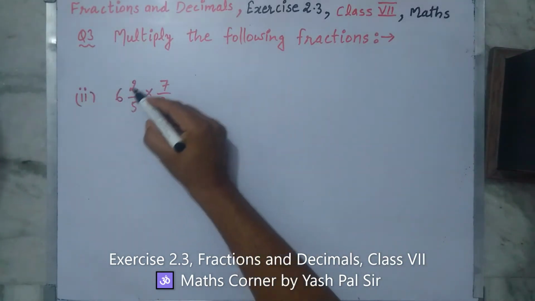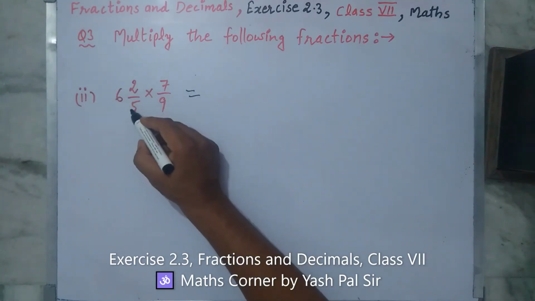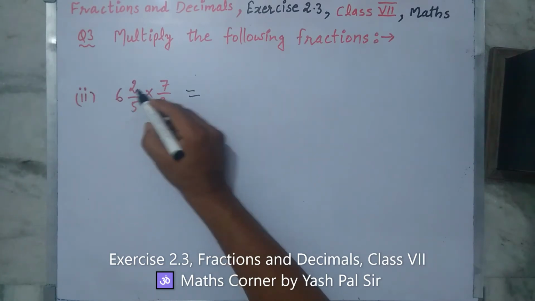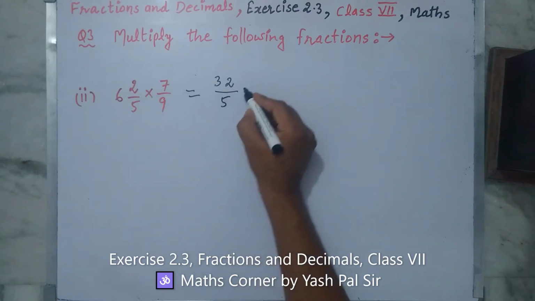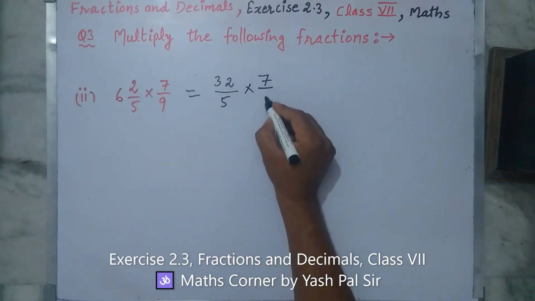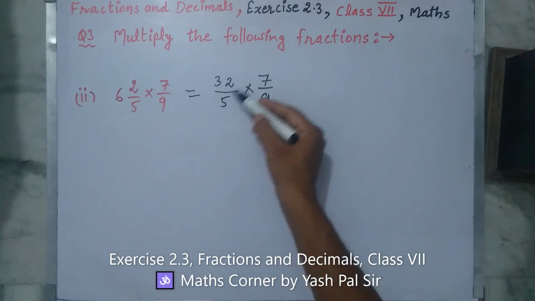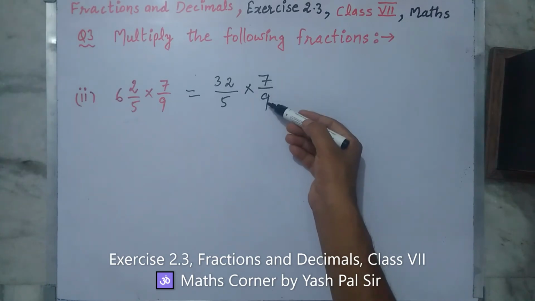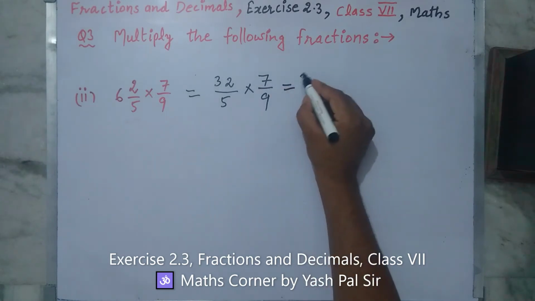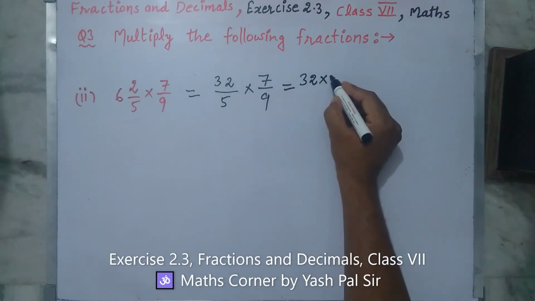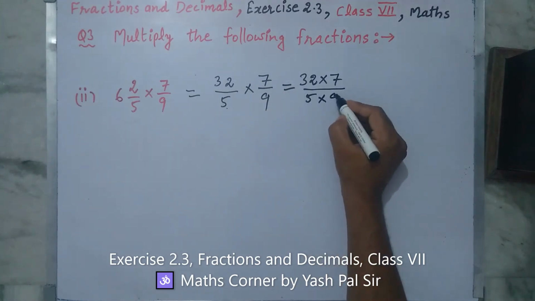Second part, 6 and 2 by 5 into 7 upon 9. So first of all, 6 into 5, 30. 30 plus 2, 32. Divided by 5, into 7 upon 9. Is there any number which is common in the numerator and denominator? No, there is no number. So we multiply 32 multiplied with 7, and 5 multiplied with 9.